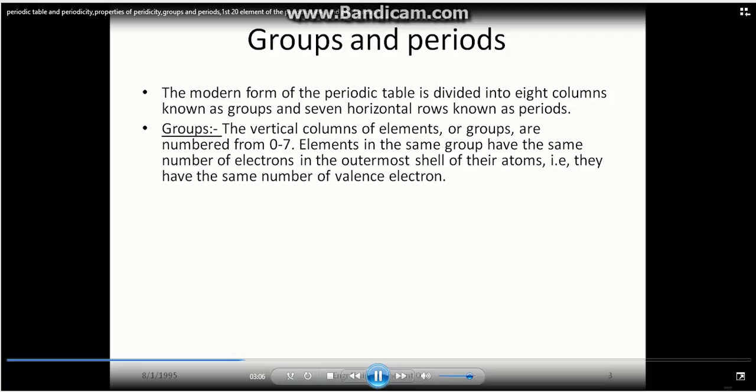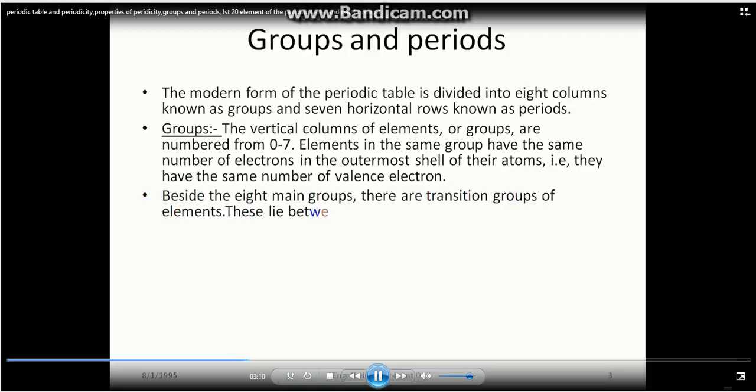Besides the 8 main groups, there are transition groups of elements. These lie between group 2 and group 3 in the periodic table.